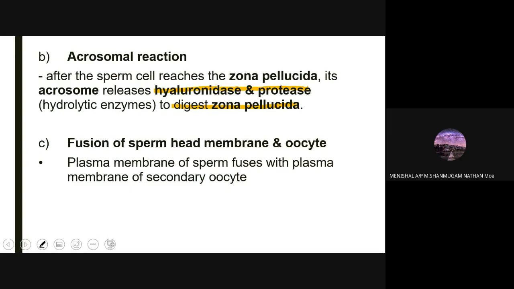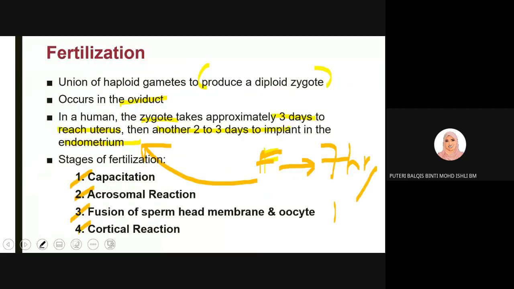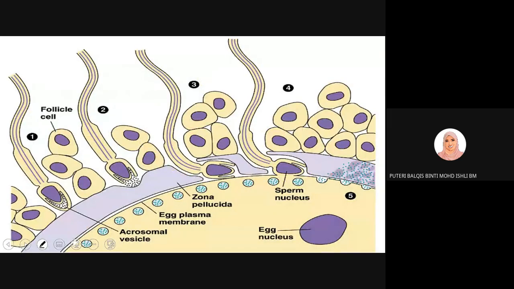Then the third stage is the fusion of sperm head membrane and also the oocyte. So in this stage, the plasma membrane of the sperm will fuse with the plasma membrane of the secondary oocyte. Yes, very good. Okay, Manisha, is that all? Yes, teacher. No, thank you. I like the one point that you said that the process of releasing the content is exocytosis.